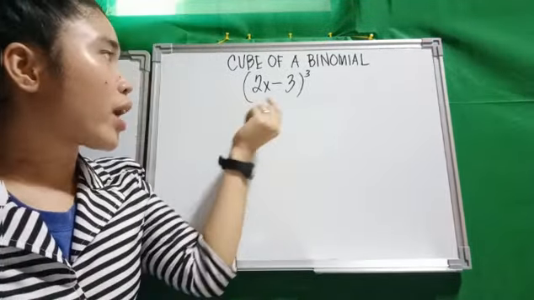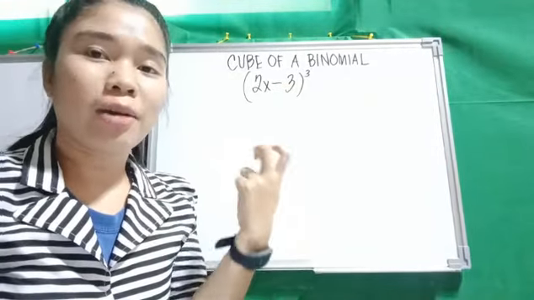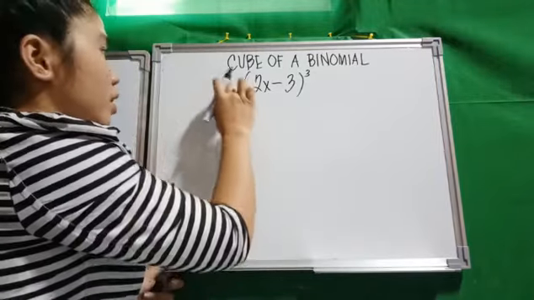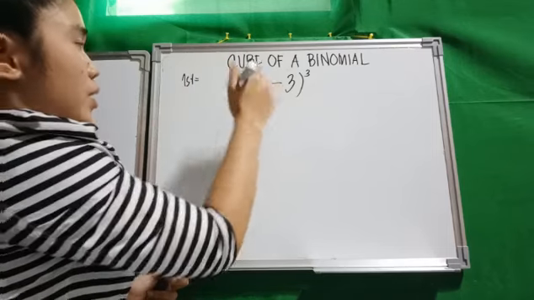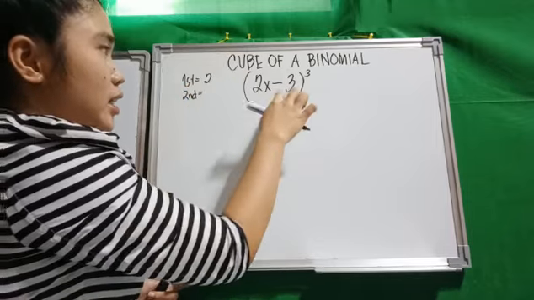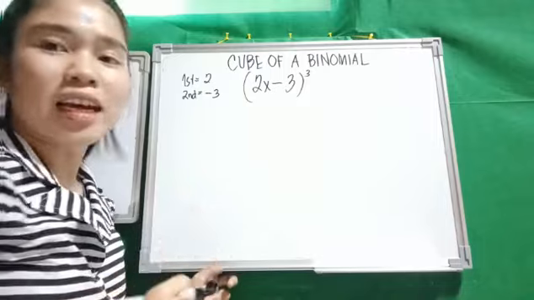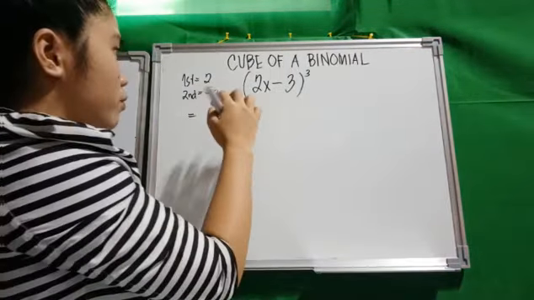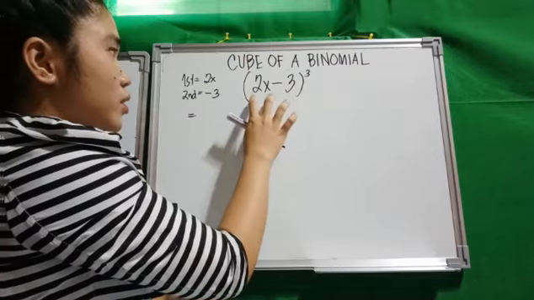So, we have here 2x minus 3 cube. Okay, so apply ulit natin yung ating mga steps sa ating short method. So, the first is to kunin muna natin yung ating mga given. Yung ating first term ay 2x. Then, yung ating second term ay negative 3. So, after getting the given, proceed na tayo sa ating step 1, which is to cube the first term. Okay, so i-cube down natin yung first term natin.